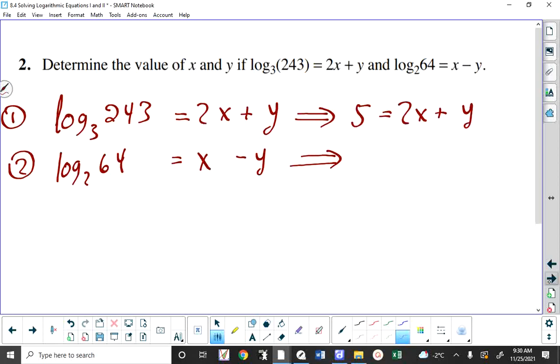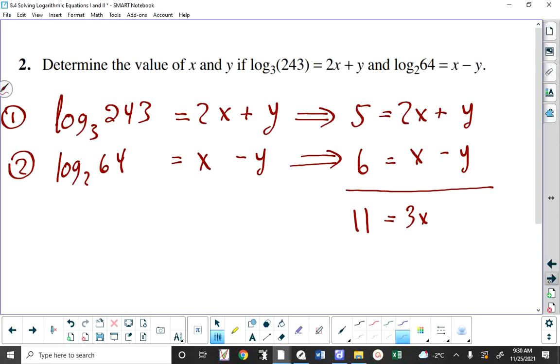Log base 2 of 64 is the exponent to which you raise 2 to get 64. Is that all? No, that's 6. Is that 6? Okay. So 2 raised to the 6 equals 64, so log base 2 of 64 is 6. And essentially right now what we've turned this into is a fairly low-level Math 10 system of equations because it's already lined up for you. If you add these two equations, the y's cancel.